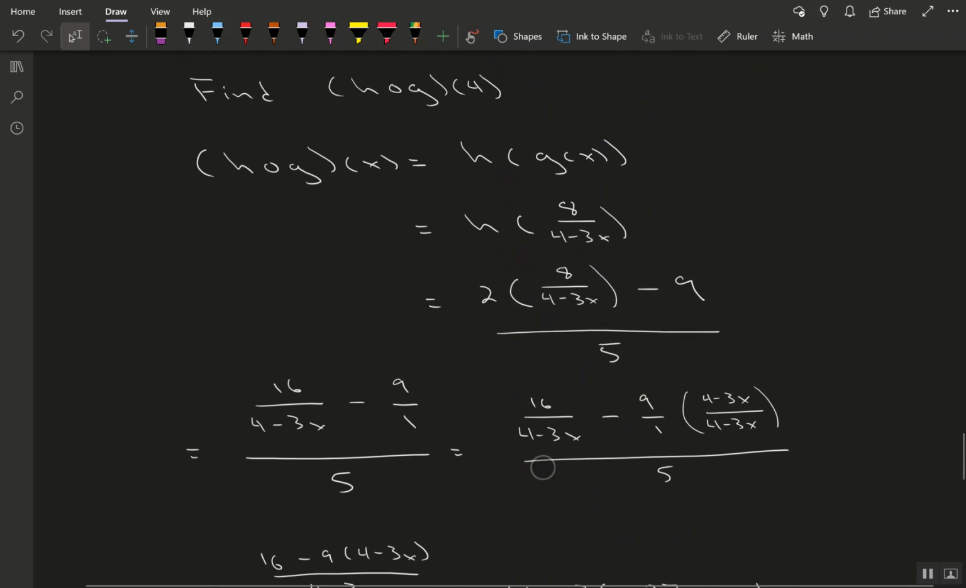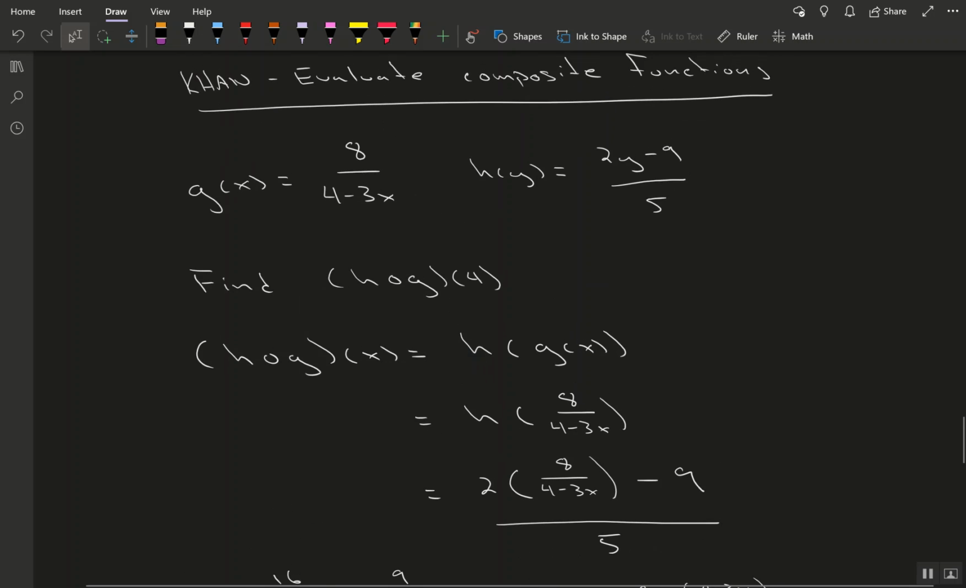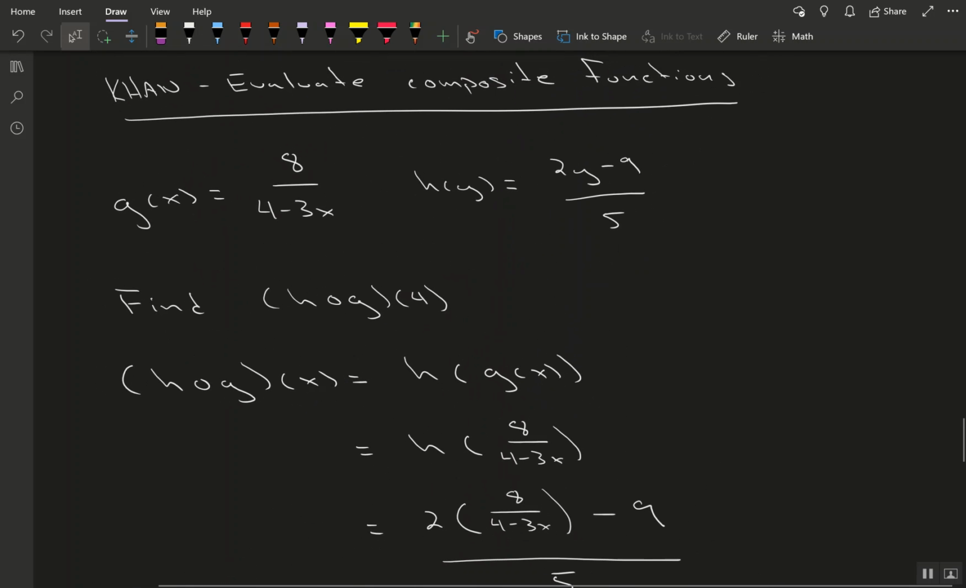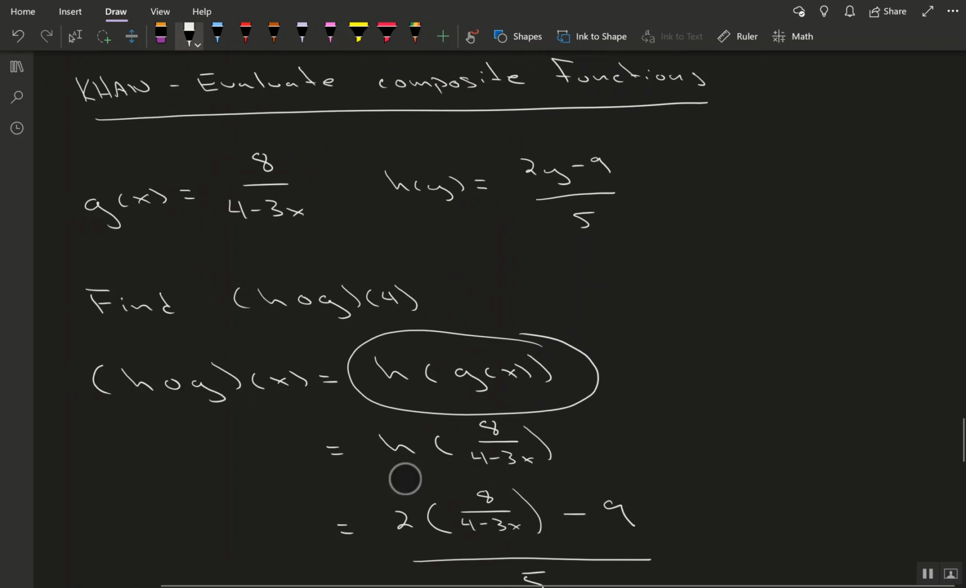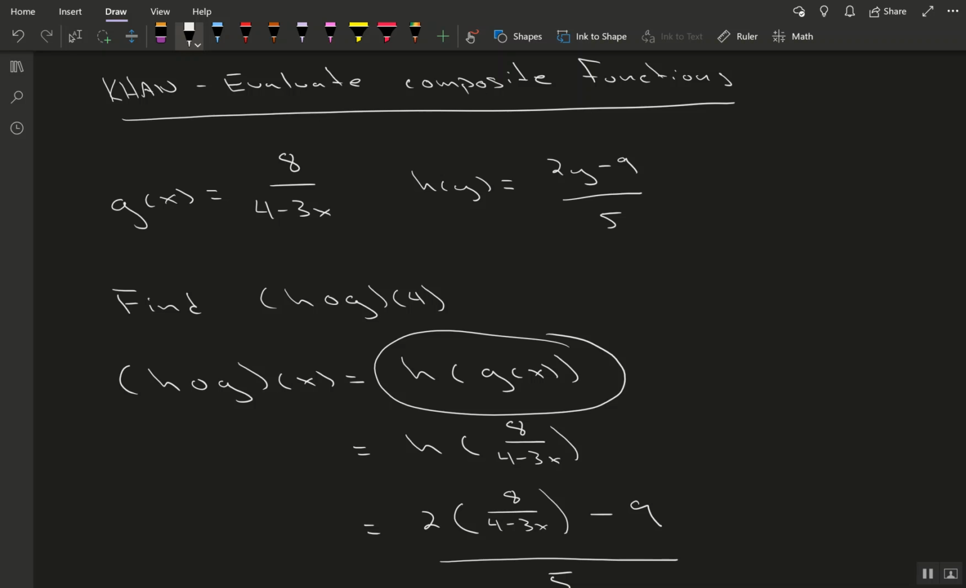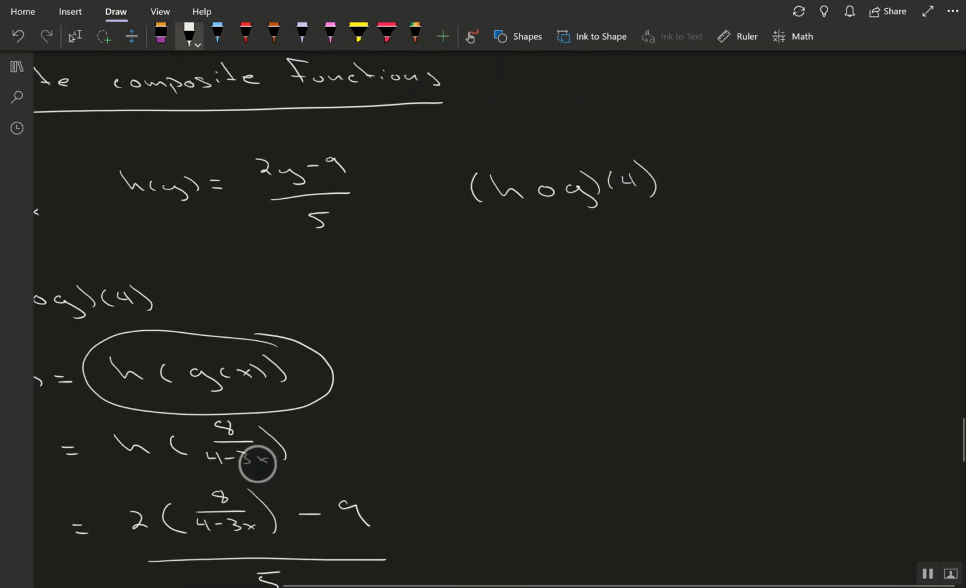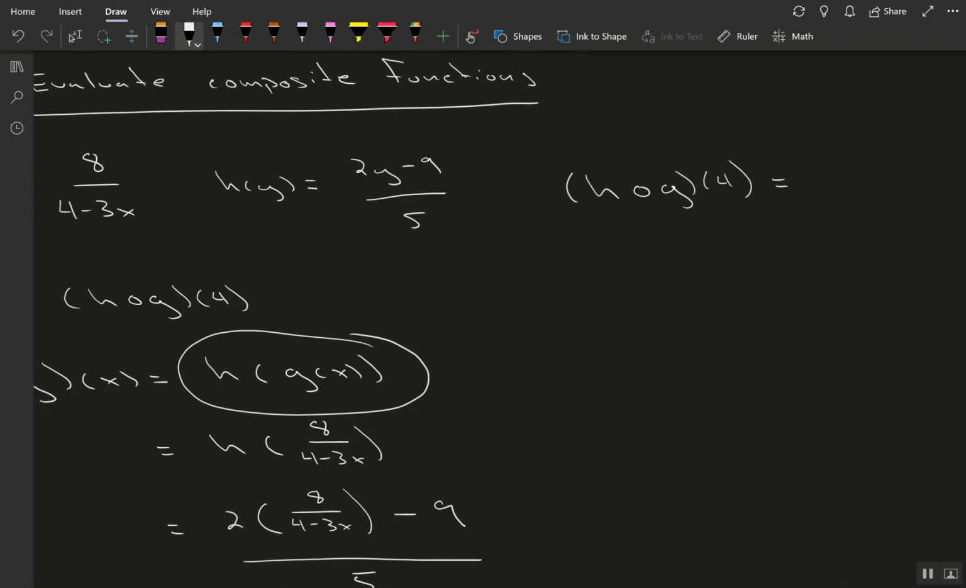All right, so how do we do this the easy way? Well, if you just look at this right here, you can really get a nice easy way out. Because what they're really asking you to find is h composed of g of 4. In other words, at the end there I plugged in the 4. Well, let's just plug in the 4 in the beginning.